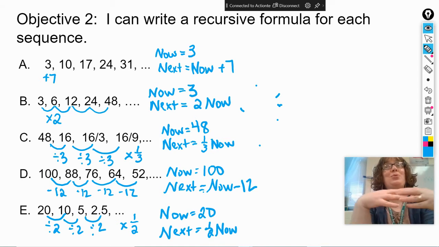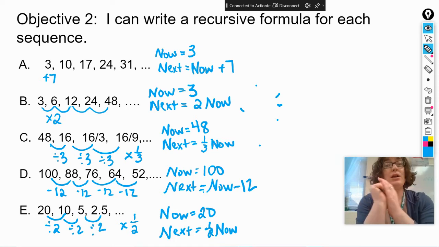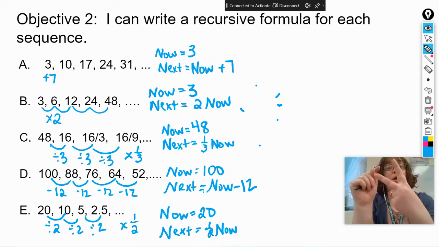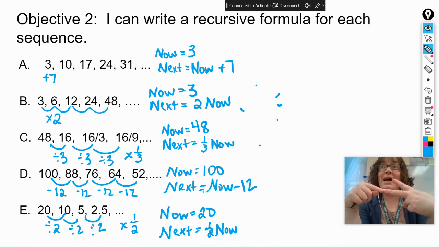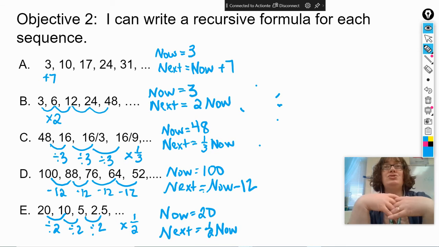So that's making sure we can write recursive formulas given a sequence. So 2 things to remember on recursive, they always have 2 parts. The now, where we begin, and then the next tells us what we are doing repeatedly. One more time, addition and subtraction are the arithmetic sequence. Multiplication is the geometric sequence.